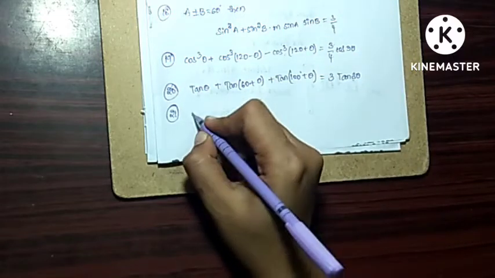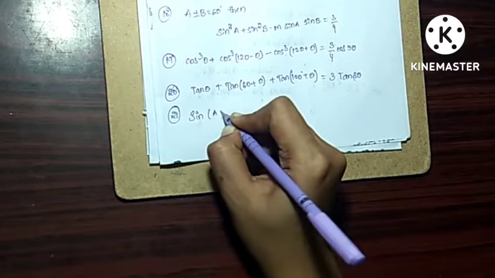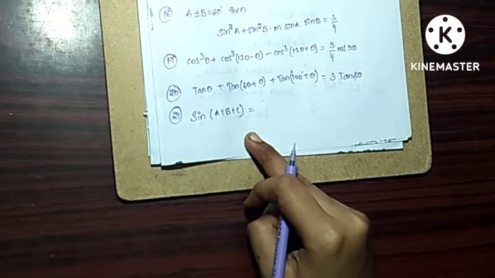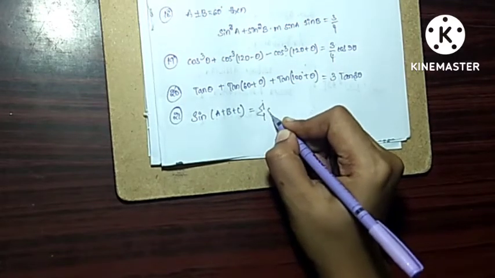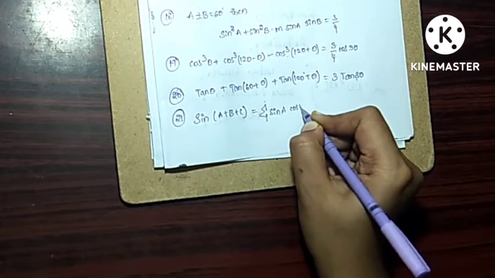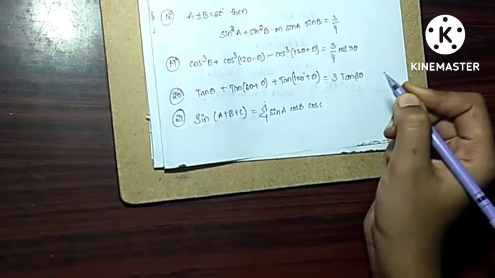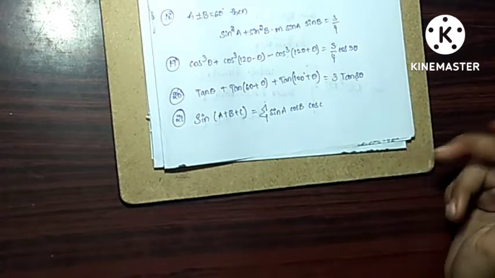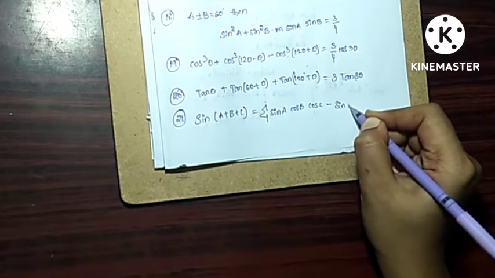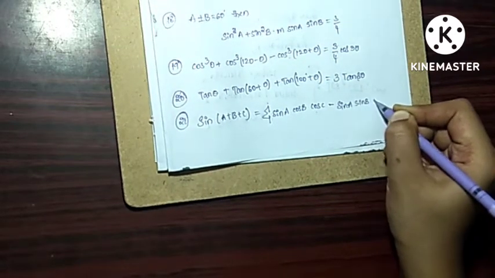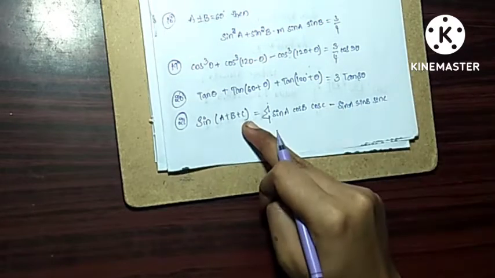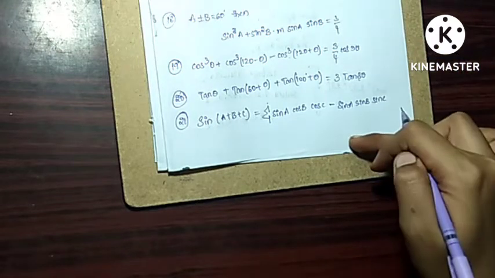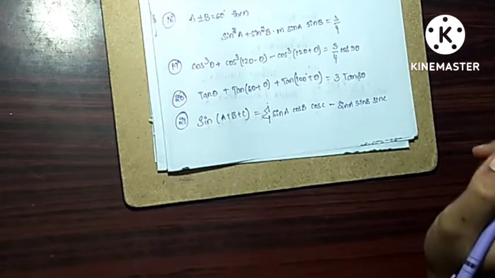Okay, next, this is sine of A plus B plus C. Sine of A plus B plus C is equal to the summation of sine A cos B cos C, minus sin A sin B sin C. So sin of A plus B plus C is equal to the summation of sin A cos B cos C minus sin A sin B sin C.